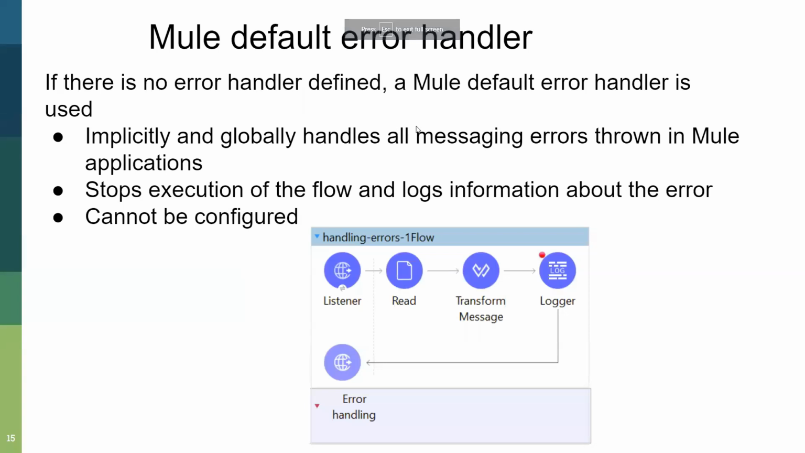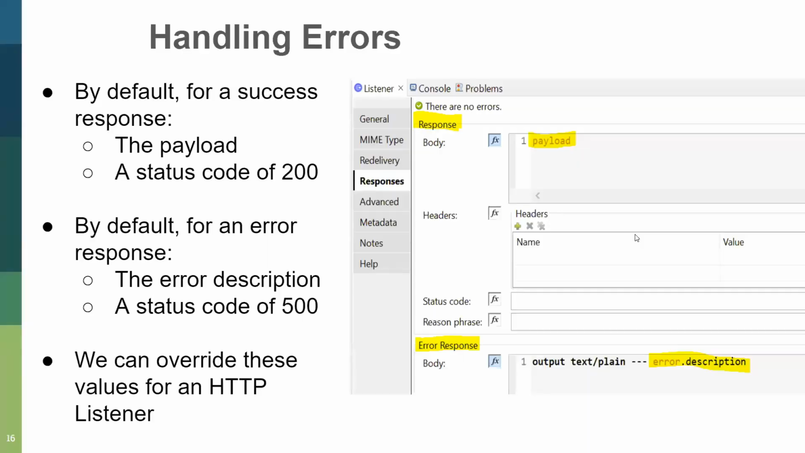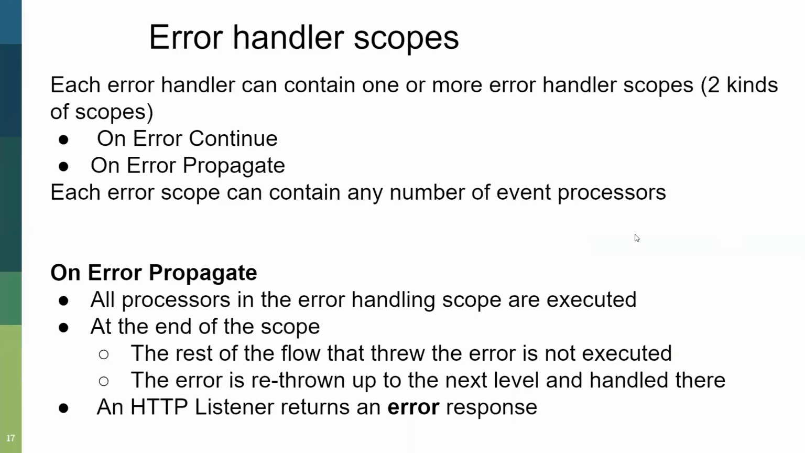If there is no error handler defined, a Mule default error handler is used implicitly and globally handles all messages. It handles all types of error messages. This error handler cannot be configured, but we can create our own custom error handlers. It stops the execution of the flows; once the error happens, it doesn't continue to the next processors, and it logs the error. So we saw this, and let's talk about the next two slides.